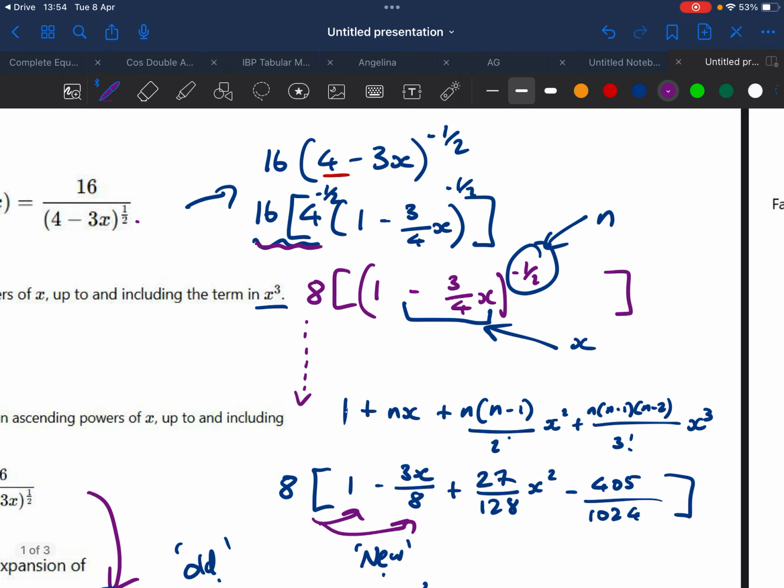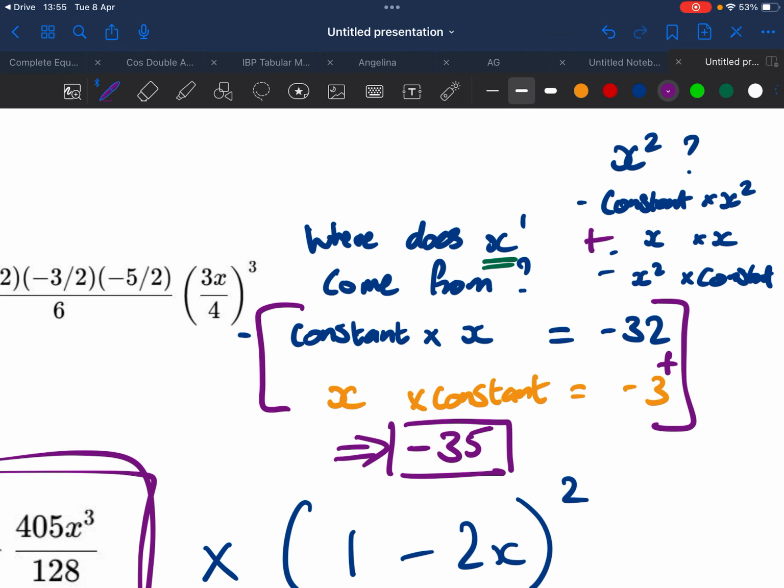And finally, the key question is, if you're asked to find x, for example, where does the x part come from? If I had another question, for example, if it said x squared, my question would be, where does the x squared come from? It might be constant times x squared. It might be x times x. It might be x squared times constant. So sometimes it can come from 2 or even 3 different places, and you want to find out what those multiplications would be, and then finally add them all together.